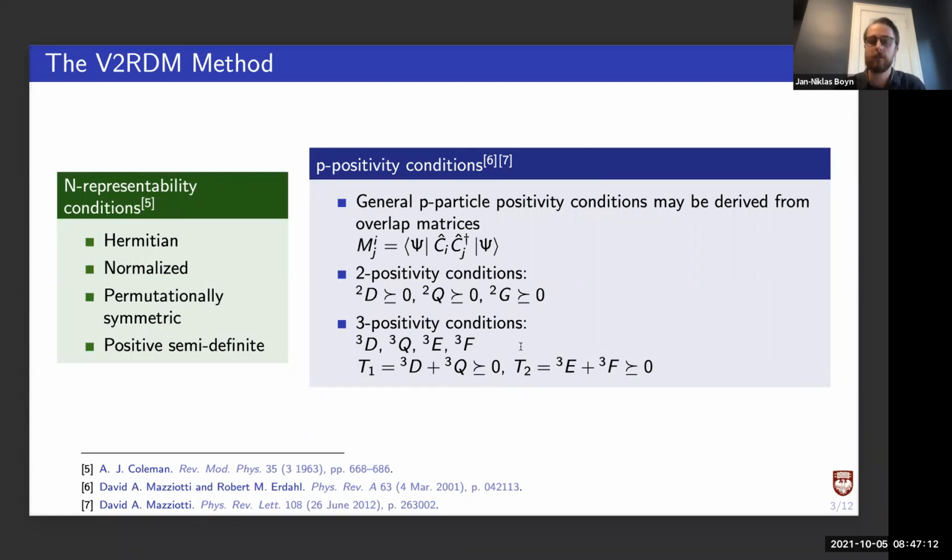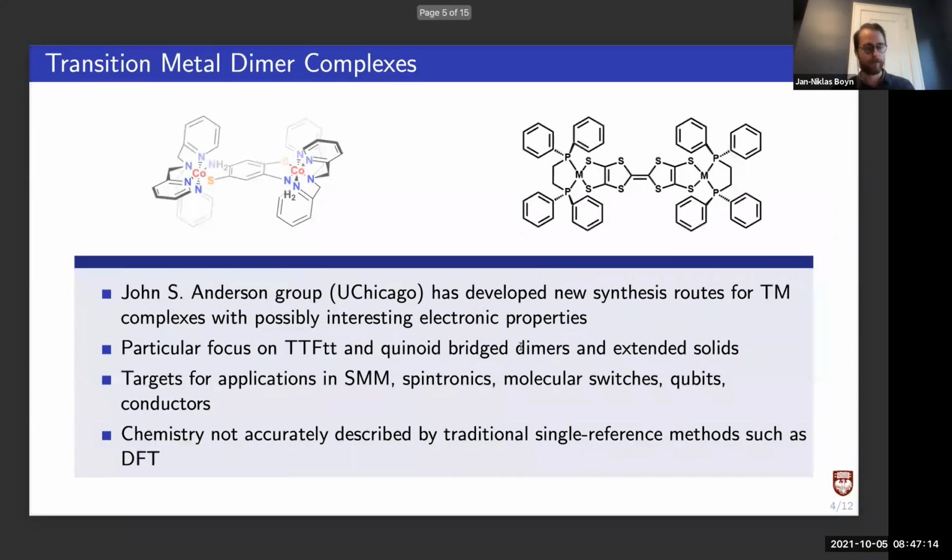All right, with that little bit of background, I'm going to move on to our applications of our variational 2RDM algorithms. In particular, we've been working very, very closely with Professor John S. Anderson's group at the University of Chicago. This is an inorganic chemistry experimental group, and they're basically on the hunt for transition metal compounds with interesting electronic structures and interesting electronic properties that are really targets for applications in the development of single molecular magnets, spintronics, molecular switches, qubits and wires, and so on.